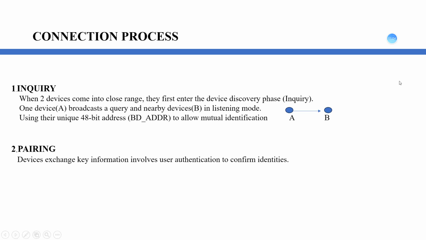The connection process of Bluetooth contains three parts. When two devices come into close range, they first enter the device discovery phase, called inquiry. One device, such as A, broadcasts a query, and nearby devices, B, are in listening mode. They use their unique 48-bit address to allow mutual identification.